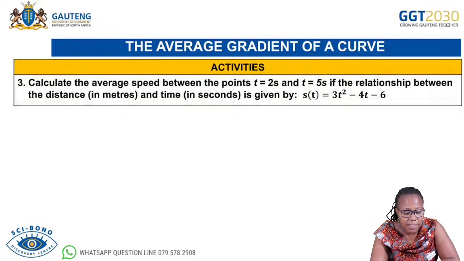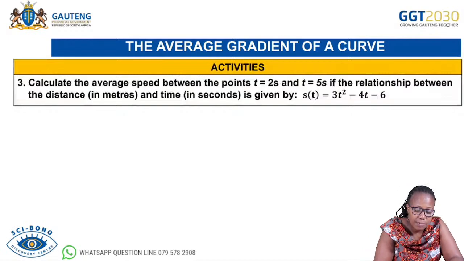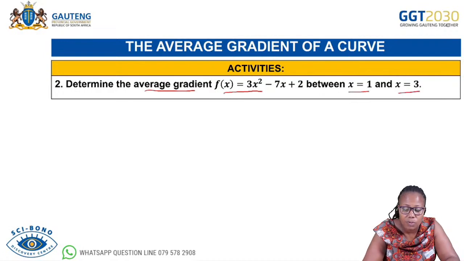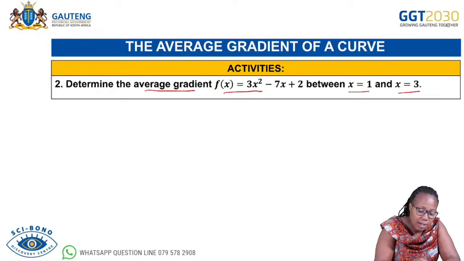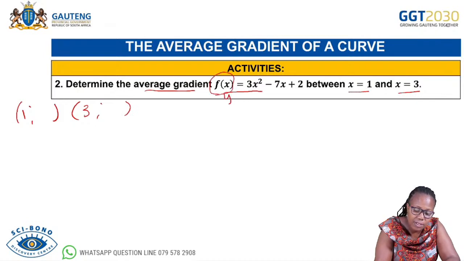Okay, grade 12, your time is up. Let's go back to the activity now and see how far you went with that one. All right, we are determining the average gradient. Since we are busy with that, we are given the f of x equation, there you are, and then we are given the x value equal to 1 and the x equal to 3. All right, and then now let's see, we have 1. We need the y value for that. We have 3. We need the y value for that. Same method. Remember, f of x simply stands for y. So we are calculating y values now for those x values.